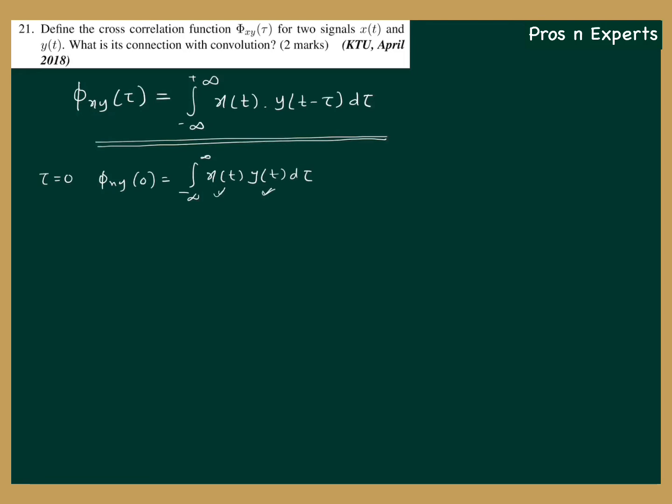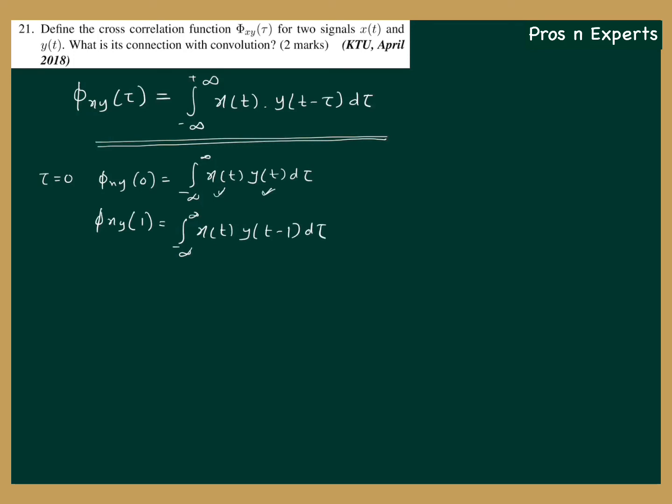One signal and a shifted version of another signal, right? From the equation definition, one signal and a time shifted version of another signal. So phi xy of 0 means we are just comparing the similarity between the two signals. No one is shifted. Now what is phi xy of 1? It is integral x of t into y of t minus 1 dt.